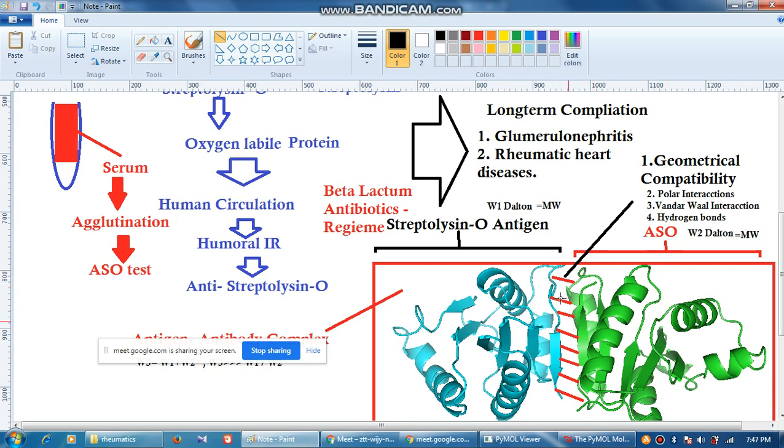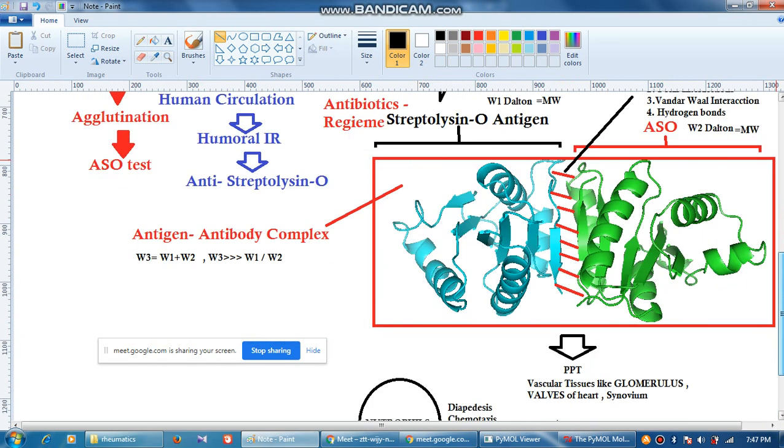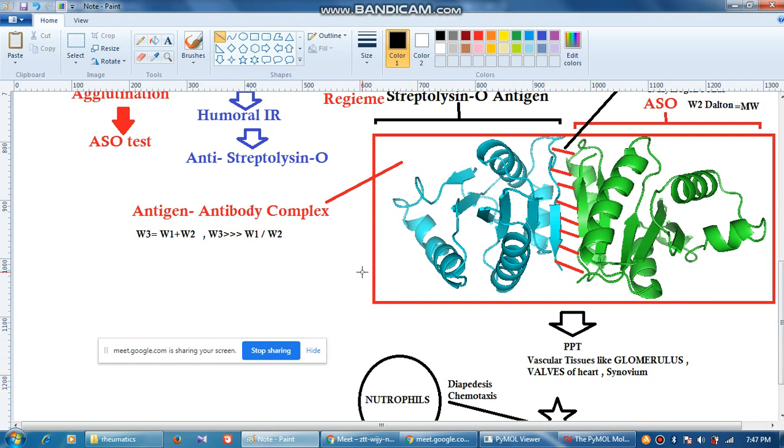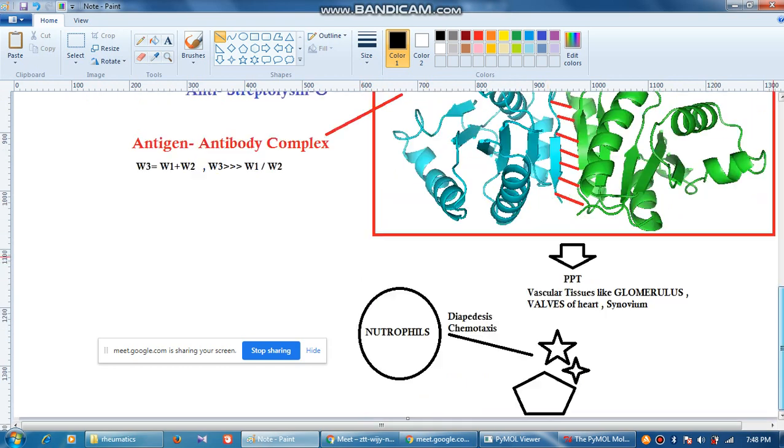At a particular site only they'll come, and eventually they'll get precipitated due to their higher molecular weight. Understood? So where will they get precipitated? They'll get precipitated at vascular tissue like the glomerulus, valves of the heart, synovium of large bones. The ball and socket kind of joints are there in between, with the lubrication and all such things, the synovial membrane and this and that. There it will precipitate. Now that is fine, precipitation has taken place.